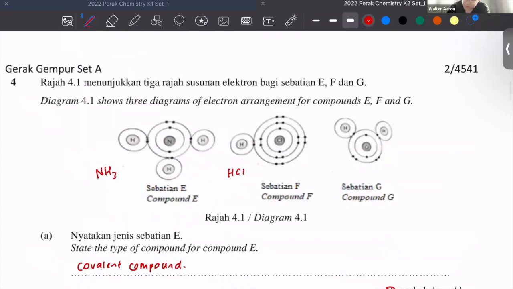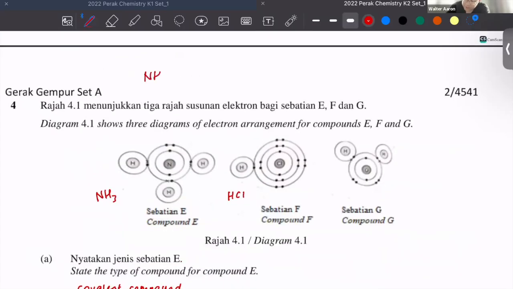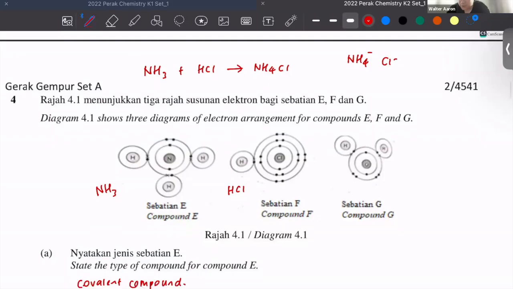That's because you see here NH3 plus HCl, you get NH4Cl. And NH4Cl consists of NH4 plus and also Cl minus. So when they are attracted to each other, they form this ionic bonding, because they both become ions technically. So that's the answer.